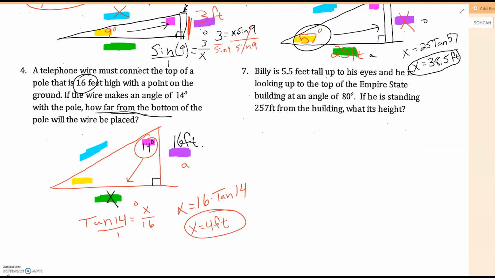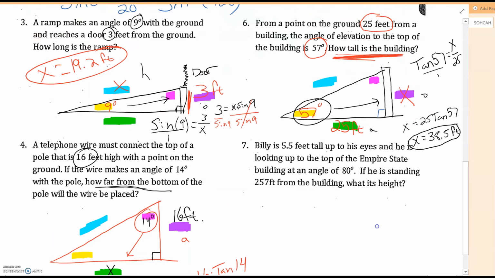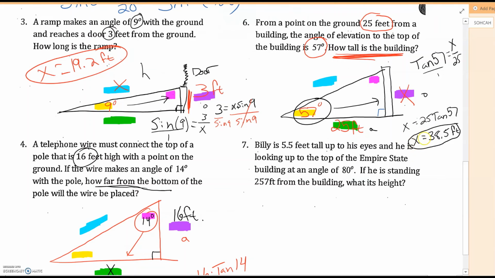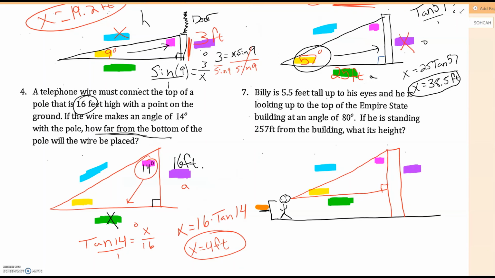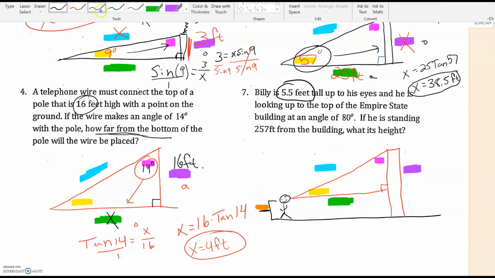Okay, you should get 38.5 here. You're multiplying, 38.5 for number 6. Go ahead and set up and draw number 7 and see what we get. Okay, so here's my picture. I've got Billy. All right. The first number we want to place is the 5.5. So where do you guys think that would go? Okay, here's Billy, 5.5. That is going to go right by Billy.